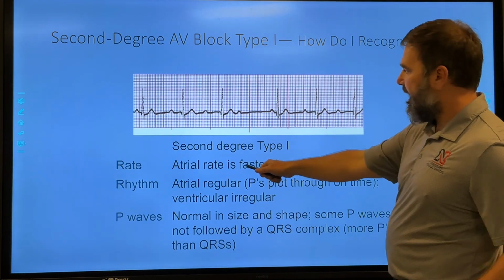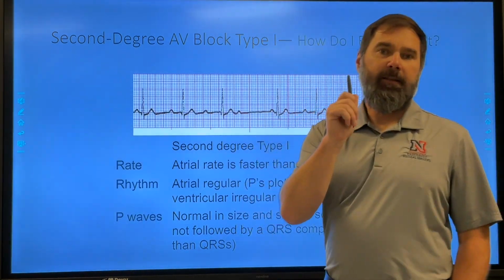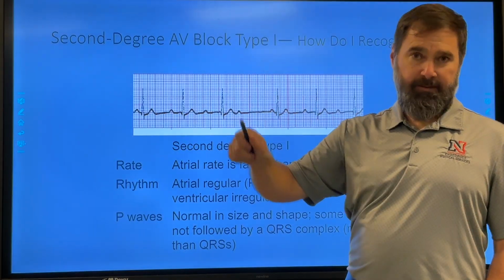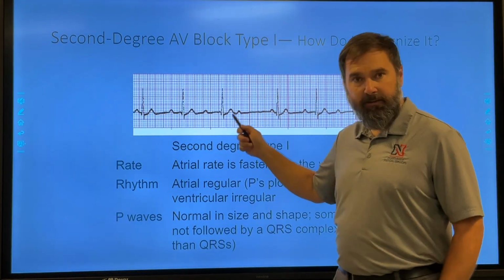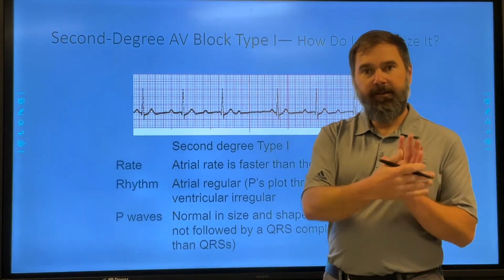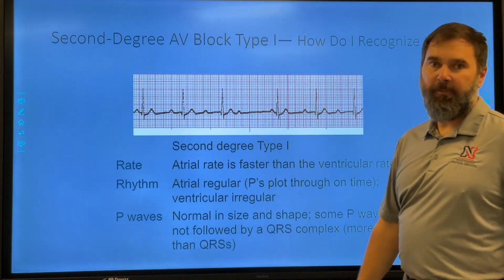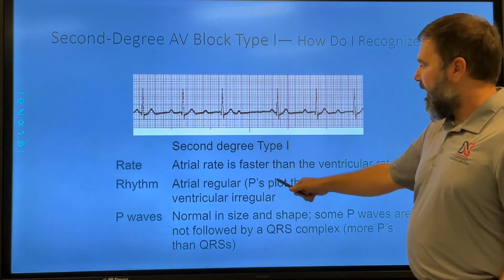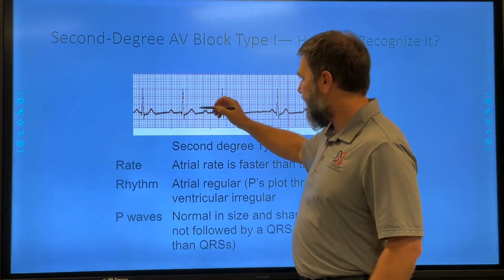So the atrial rate is faster than the ventricular rate. Why? Because the atrial rate is firing consistently like it should. We have a dropped QRS complex, so therefore the atrial rate is going to be higher than the ventricular rate because we have the dropped complexes. The rhythm itself, the P to P is regular.